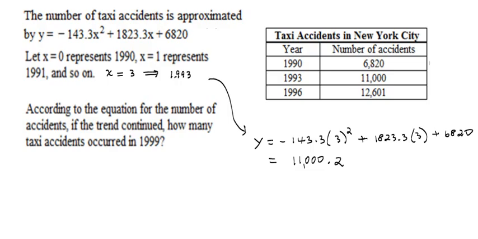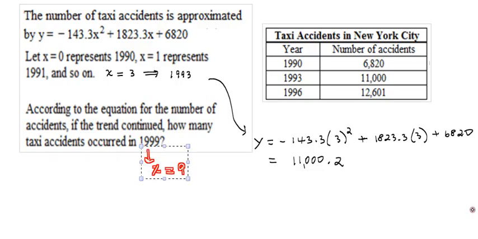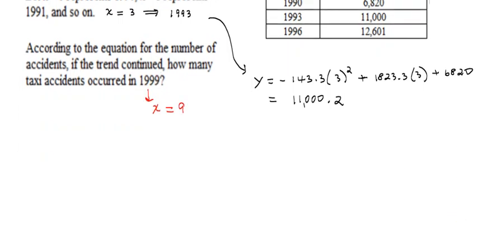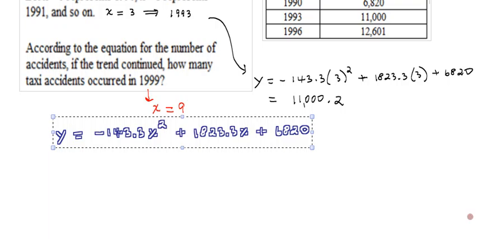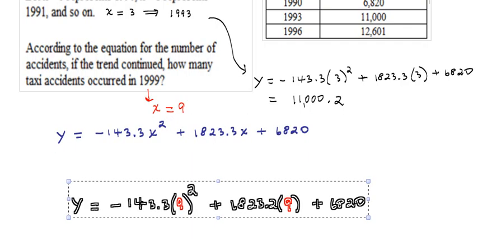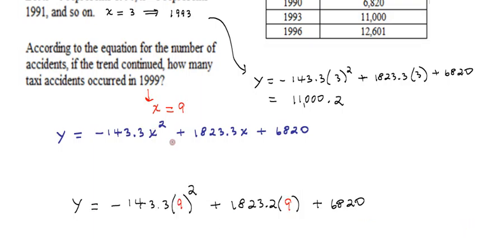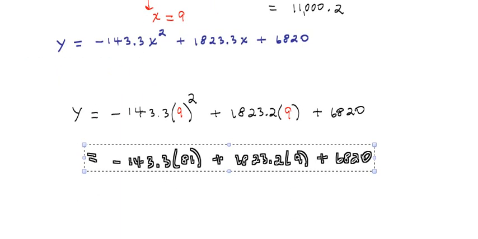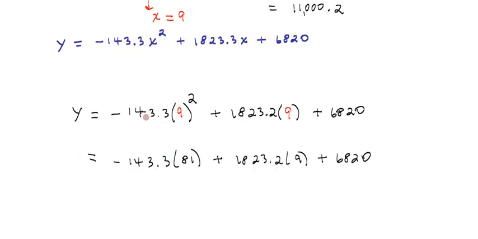So let me get back to where I was here. We're going to let x equal 9 for 1999, and we're going to take the equation, just rewrote it down here, and everywhere we see x, we're going to put in a 9. So the equation is going to look like this. X squared becomes 9 squared, and then this x becomes just 9. And we know 9 squared is 81, so we can change that to negative 143.3 times 81.